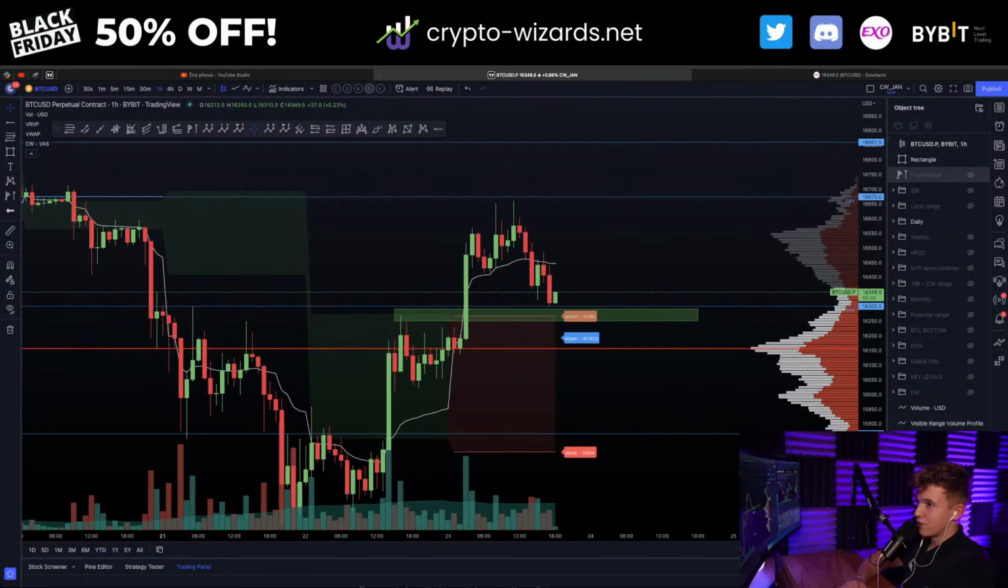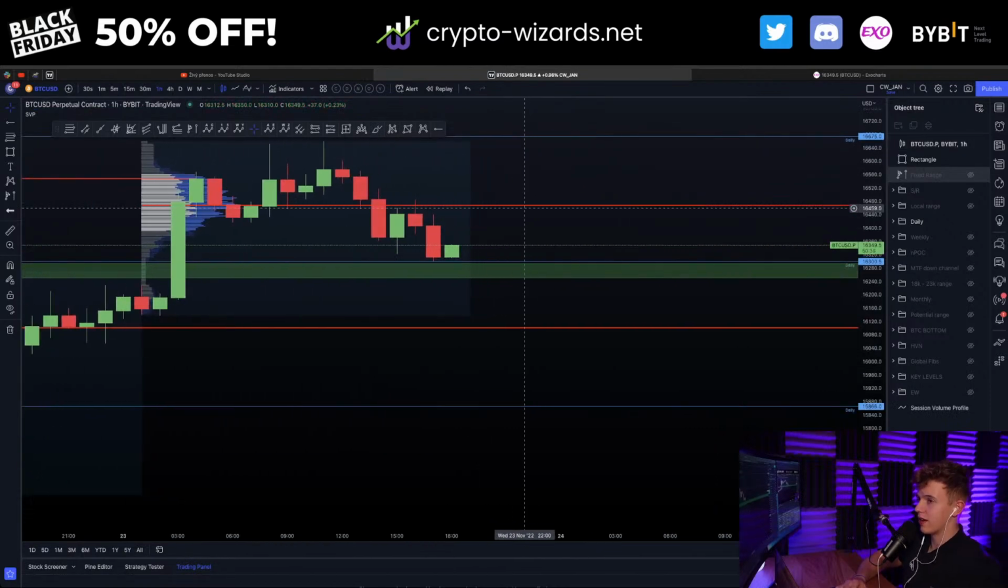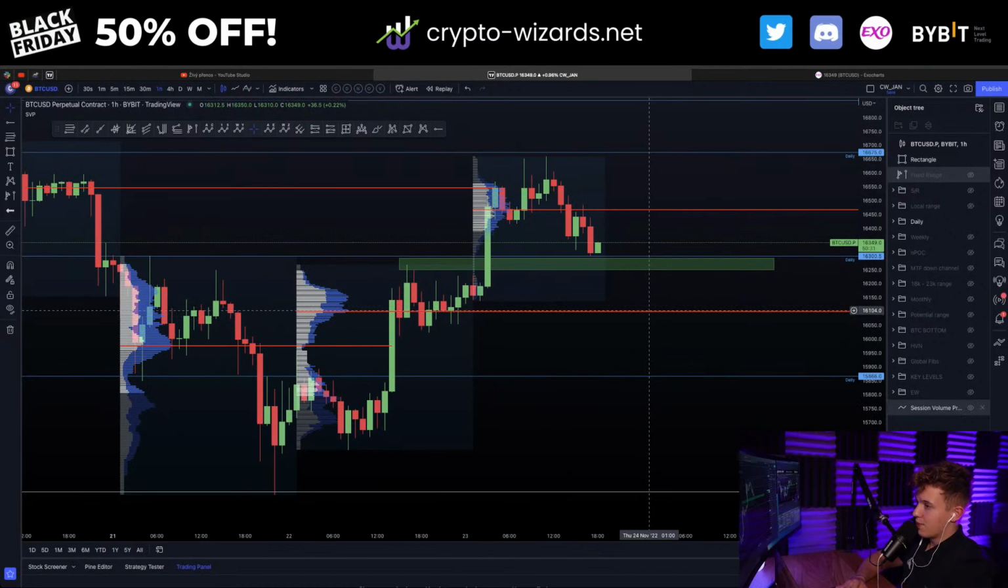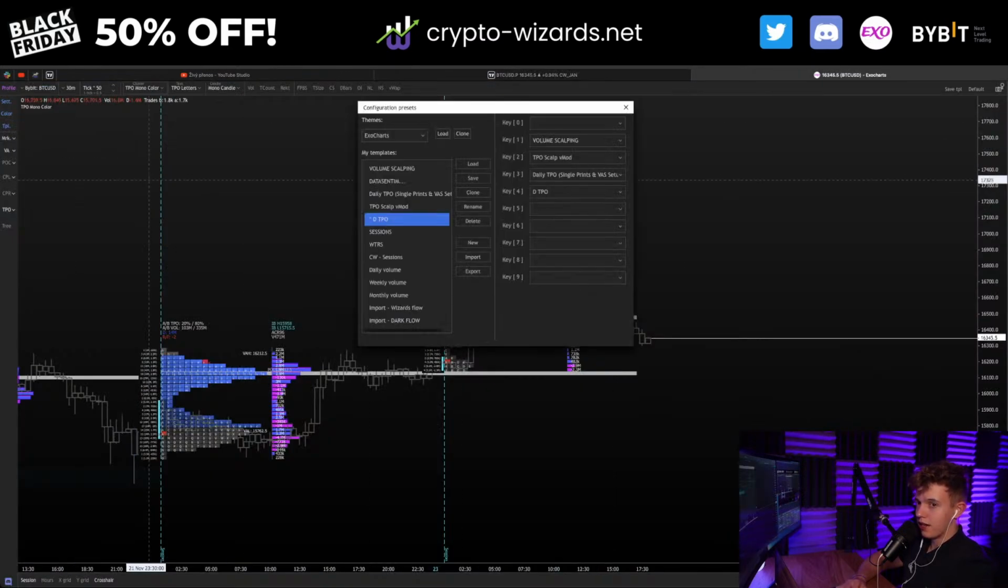We honestly don't have to do anything else since we have the level. We can check for like a naked POC, but naked POC won't be there obviously since it's a previous day value area high. And the POC is coming in a little bit lower, approximately $160 lower. So yeah, that's gonna be the next level. But this is the first one. What we're gonna do is pay attention to some absorption. If there will be some CVD divergences, could be possible entry for some scalp/day trade.